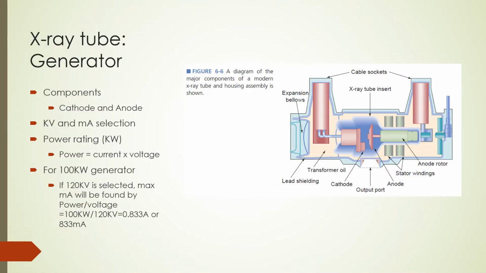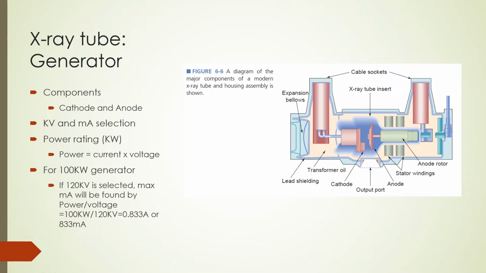The main components of the X-ray tube are the cathode and anode. The kV we select in radiography is the potential difference between the cathode and anode, and the mA is the tube current. Both kV and mA selections depend on the power rating of the X-ray generator. Power is defined as current times voltage.